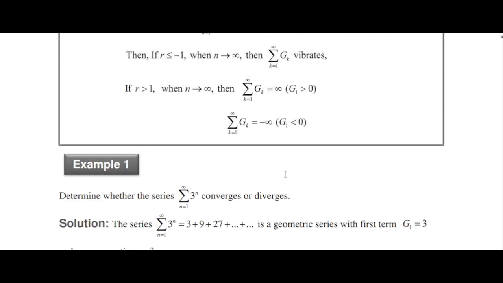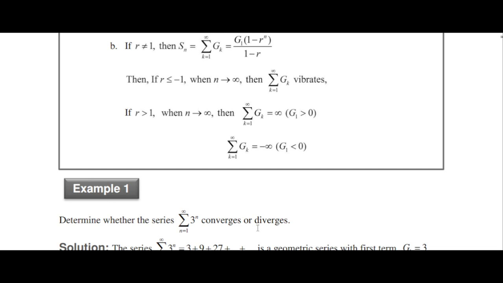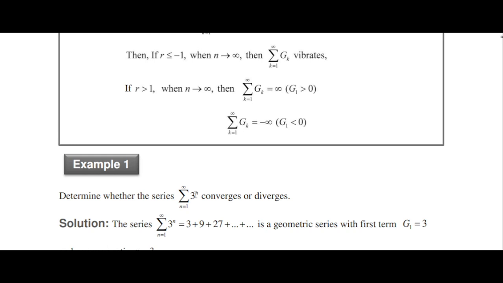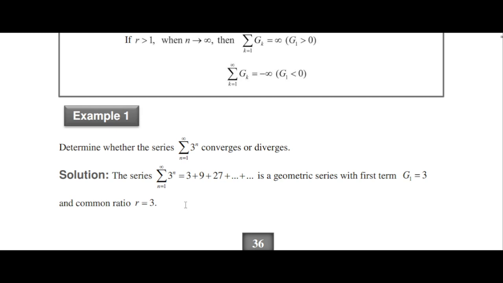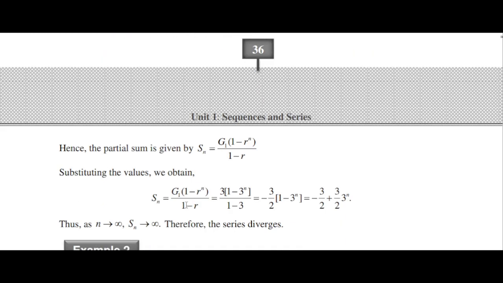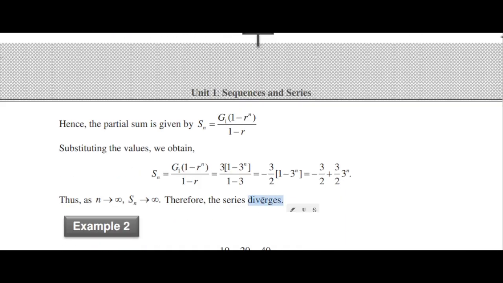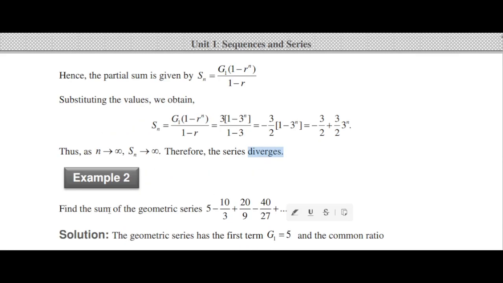Example 1. Determine whether the series converges or diverges. The series from n equals 1 up to infinity of 3 to the power of n. Let's expand this. When n is equal to 1, we have 3, then 9, plus 27, and so on. 3 plus 9 plus 27 is divergent, because the common ratio r is 9 over 3, which is 3. 3 is greater than 1, so this is divergent.